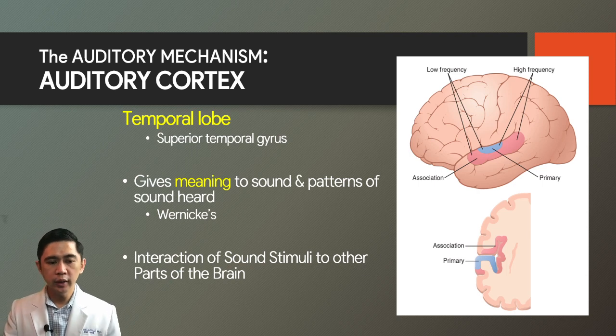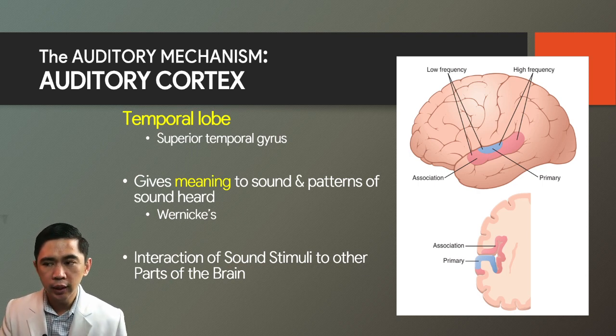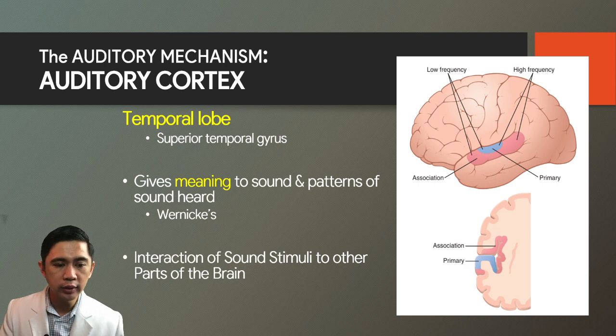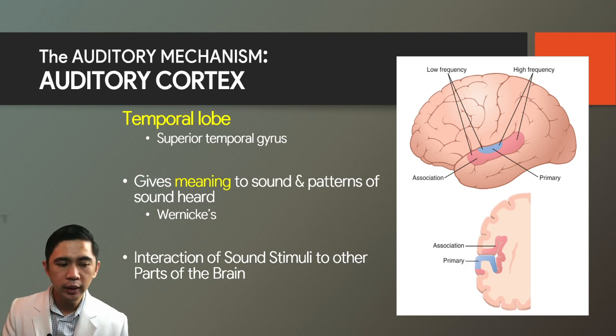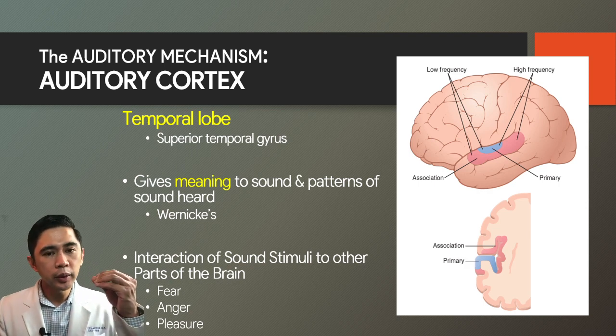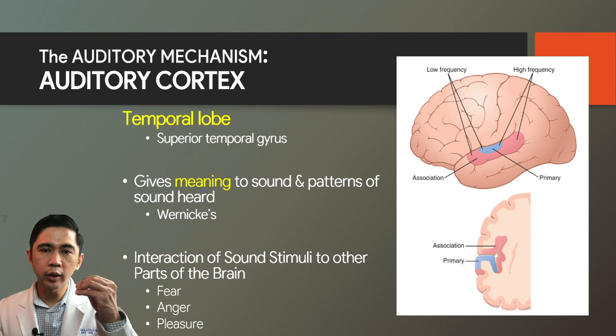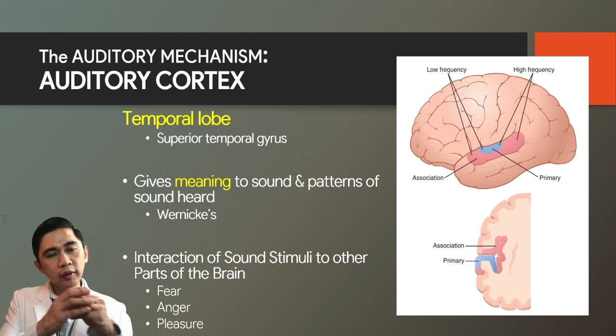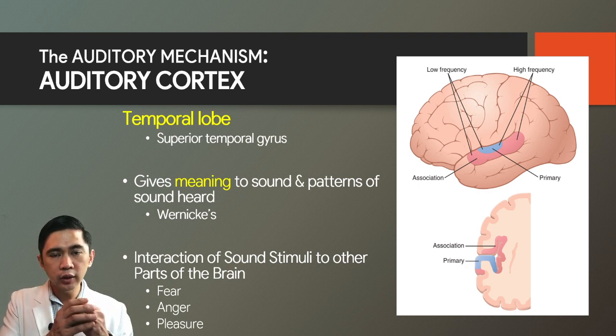Sounds that are received in the primary auditory cortex are also being processed alongside the association auditory cortex. These give further meaning to the sound heard, as in the case of fear when we hear ghost sounds or screaming, anger when we hear shouting or slurs, or pleasure. So the raw sounds that we receive in the primary auditory cortex are further processed by giving them meaning by the association auditory cortex.